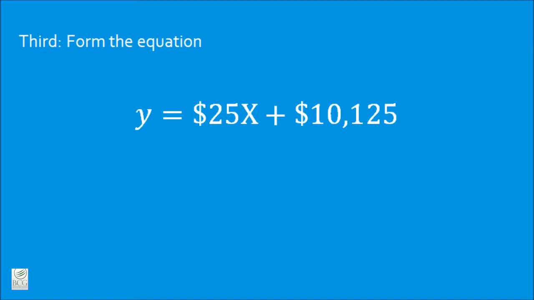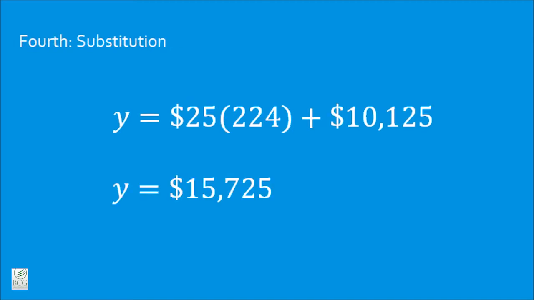Now next, third is to form the equation. So presented here is the equation: total cost is equal to 25x plus a fixed cost of 10,125. Since we already have the equation, we can substitute the week 9 number of reports into the equation, and we'll get a total cost for week 9 of 15,725, calculated as shown here. And that is how the high-low method is used, as presented in this illustration.